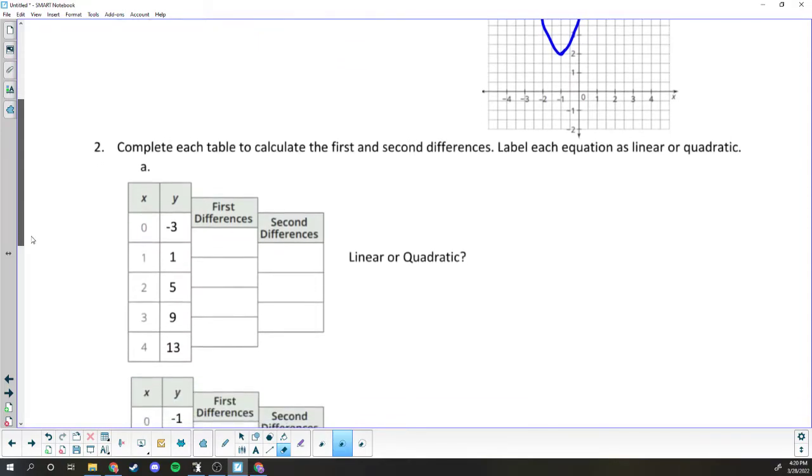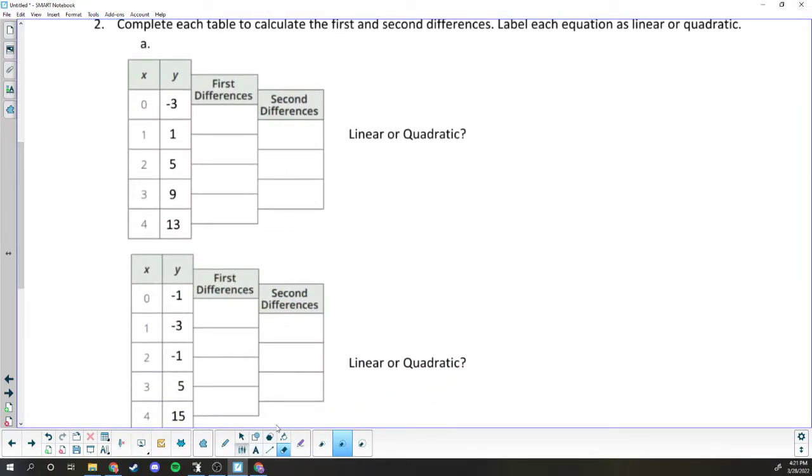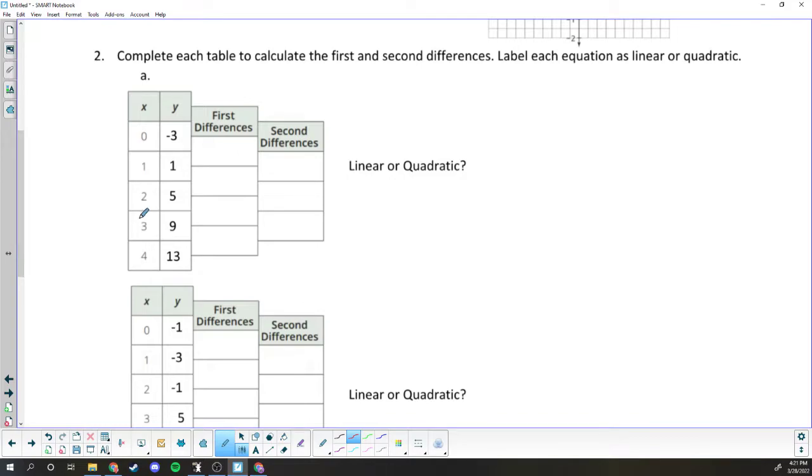Okay, moving on to question 2. So here we go. This one says, complete each table to calculate the first and second differences. Ooh. Label each question as linear or quadratic. Okay, so I've seen some people answer this problem already, and they're a little confused on what to do. First, second differences. I guarantee this one small symbol will change your idea of this problem, and it's this.